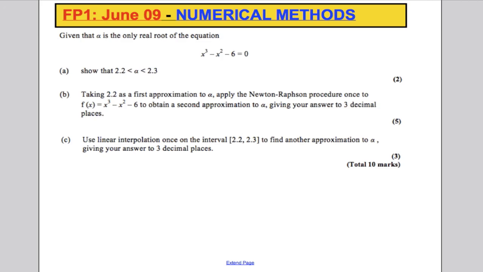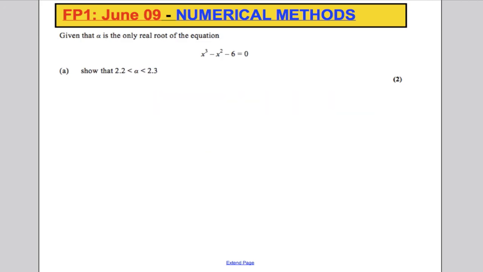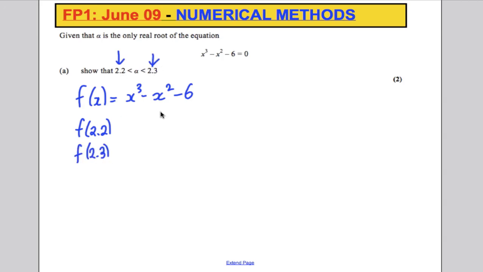It's a 10-mark question. Let's do part A first. Given that alpha is the only real root of the equation, show it's between that and that. Firstly, I would define f of x to be x cubed subtract x squared subtract 6. It's nice to have it in function notation. And we're going to work out f of 2.2, this endpoint, and f of 2.3, this other endpoint. Show there's a change of sign. As the function is continuous, there therefore is a root between the two.